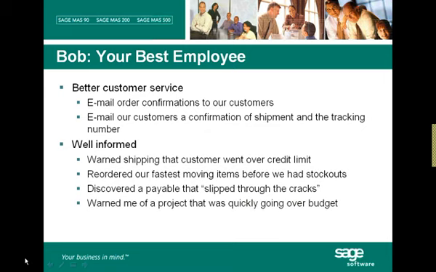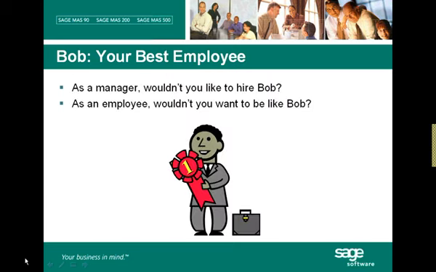Another time, he warned shipping that a customer went over their credit limit. Accounts receivable was able to call the customer, resolve the issue, and shipping was able to ship out the package the very next day. Just yesterday, you were worried that one of your most popular items was running low. You told Bob. He said, "Don't worry, I've already reordered it, and it's coming tomorrow." Then there was a time when a payment to your biggest vendor fell through the cracks. Wow. If Bob didn't find that one, then one of your biggest orders would have been delayed. He also warned you about a project that was quickly going over budget. He was able to act on it quickly and get the budget right back on track.